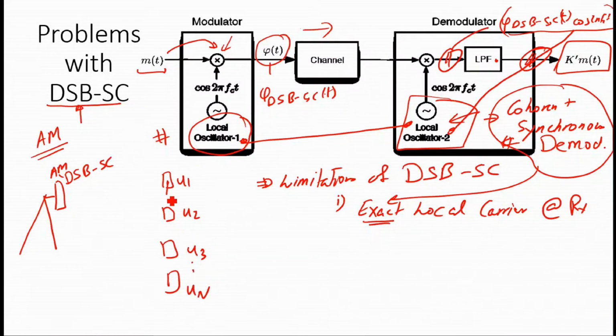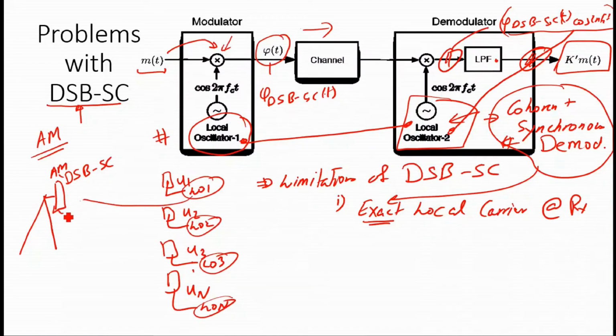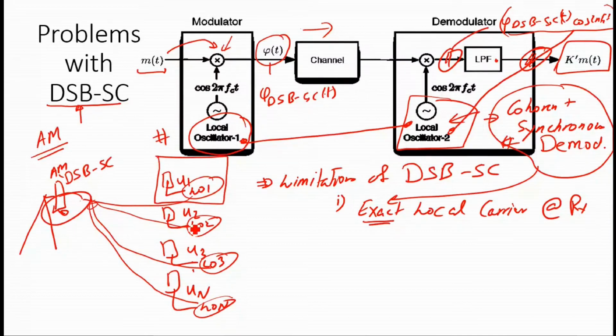So each user must have a local oscillator. This is local oscillator 1, local oscillator 2, local oscillator 3, and up to local oscillator n. And each of these local oscillators must be synced with the local oscillator of the transmitter. So this is really quite a daunting task, to create so many local oscillators, all of which are in sync with the transmitter local oscillator. So we need to look into a different kind of model where we can simplify this situation.